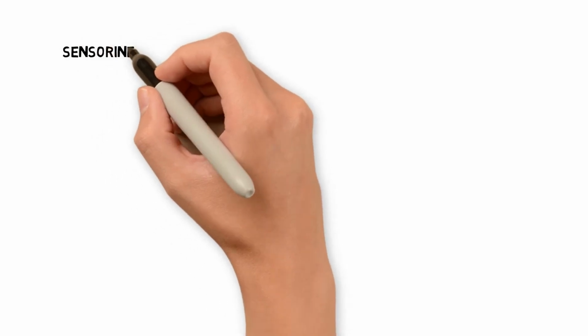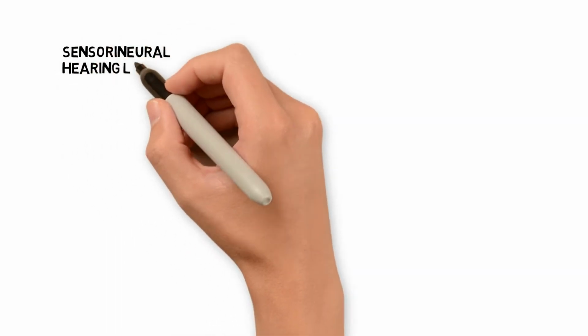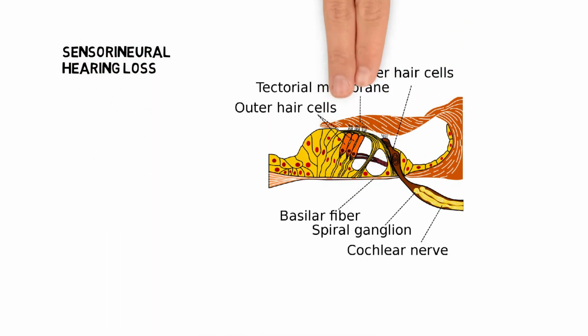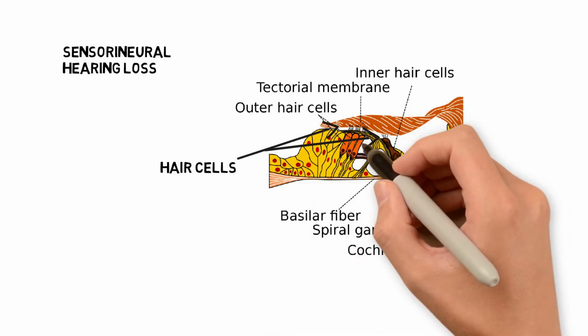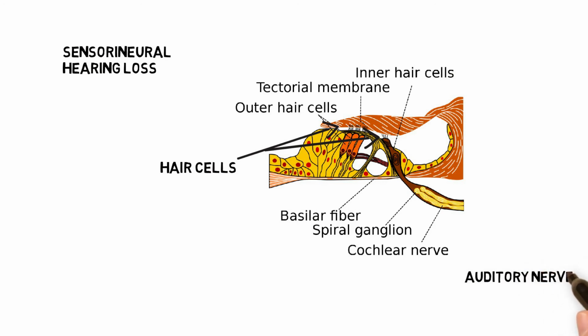The second type of hearing loss is sensory neural loss. This comes from injury to the inner ear, most commonly the cochlear hair cells or the auditory nerve itself. This raises the threshold for hearing on the affected side. It can be congenital or acquired.